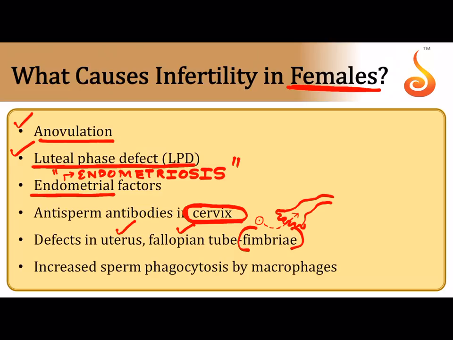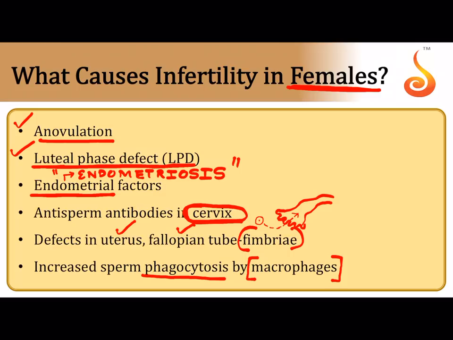Increased sperm phagocytosis by macrophages. Normally macrophages or WBCs are found in the inner wall of the cervix, in the inner wall of the uterus, that is the endometrium. Suppose the female is producing too many WBCs and too many phagocytes in her endometrium, then they may eat up the sperm by phagocytosis. If the sperm are eaten up, if the sperm are destroyed, there is no question of fertilization, and that's why the woman is incapable of producing a child, and therefore it is a cause for infertility.